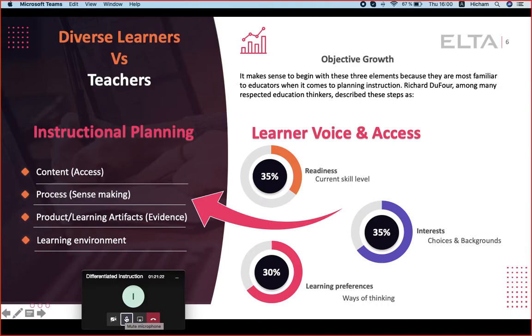It really gives a clear understanding to the sense of the beginning of these three elements I'm going to mention: the content, the process, and the product. Because they are the most familiar to us as educators, in terms of planning and instruction. So I'm going to ask maybe the same questions you've asked. As a teacher, we need to ask, what do students need to know, or what do they need to understand?